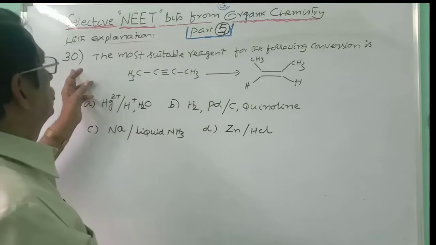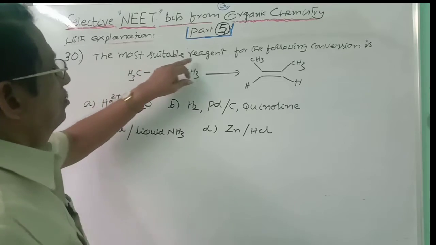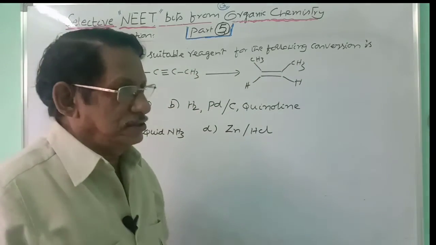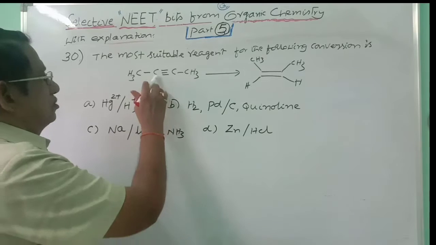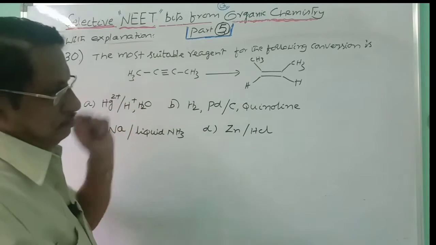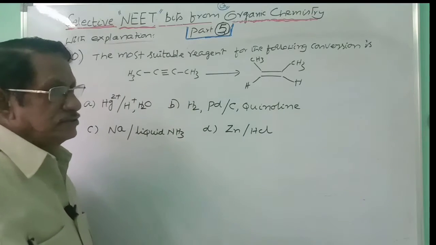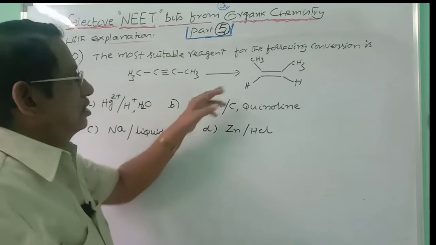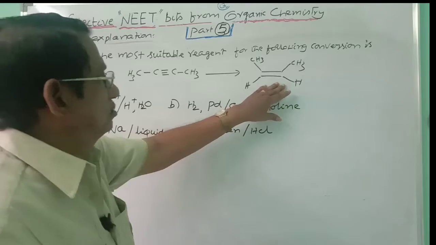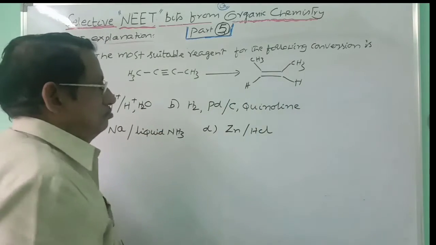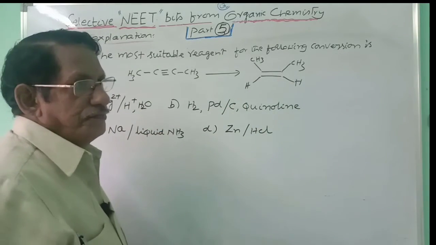Next, 30th bit. The most suitable reagent for the following conversion. What is that conversion? Here 2-butyne was taken, that means dimethyl acetylene, substitute name. It is converted into this compound, 2-butene. This is what we call 2-butene.